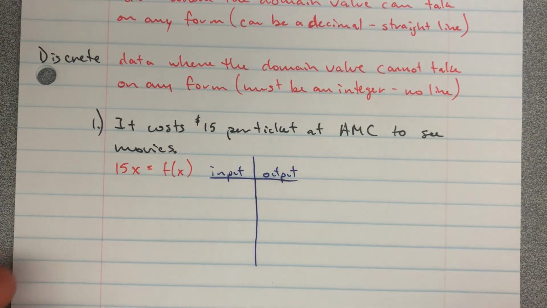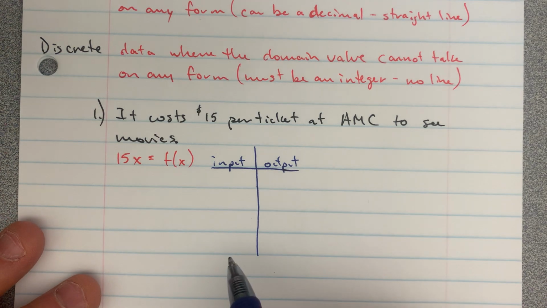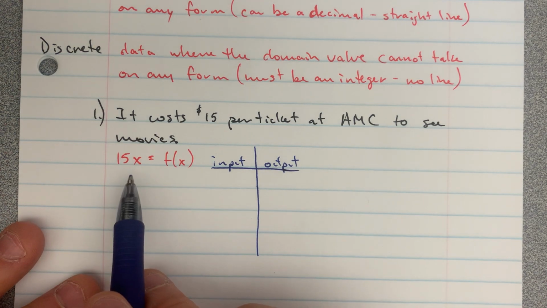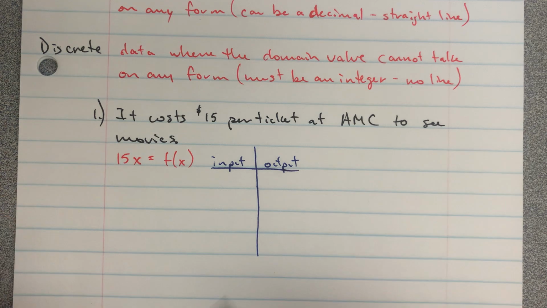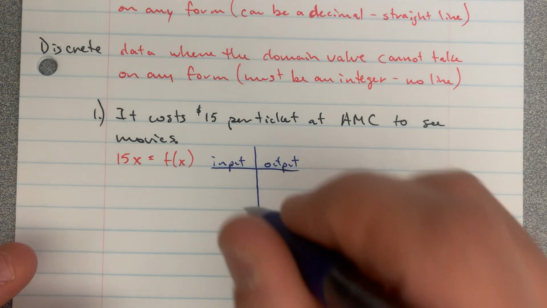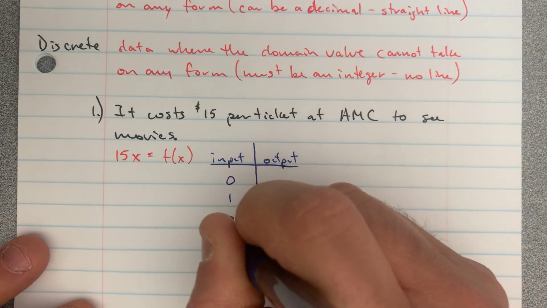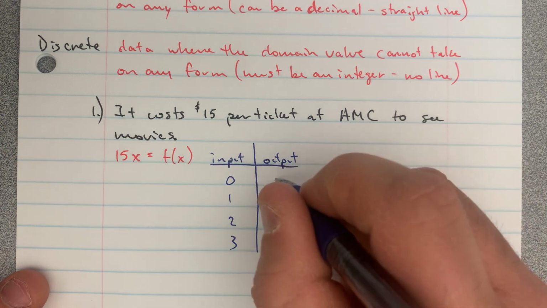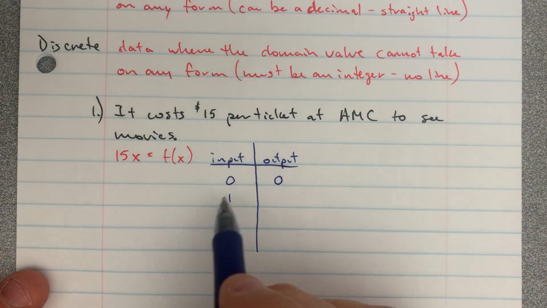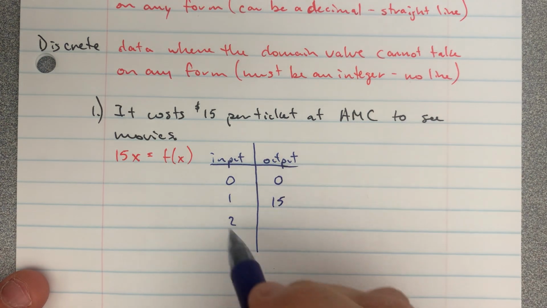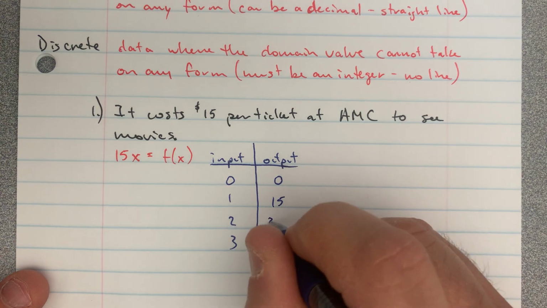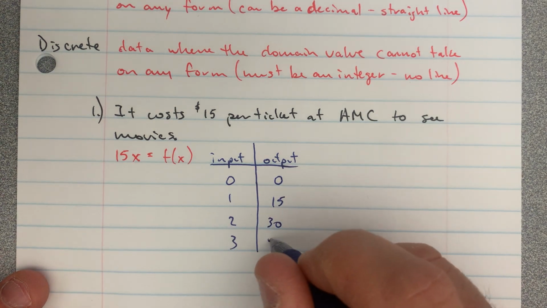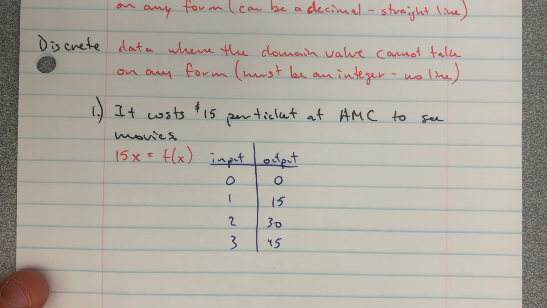Now, I normally tell you that you need to have a pattern with your input when you plug in numbers here, and you have to have a negative. Well, we don't want to put a negative here because you can't have negative tickets at the theater. So we'll just start at 0. 0, 1, 2, 3. All right? So 0 tickets obviously is going to cost us $0. 1 ticket's going to cost us 15. 2 tickets, 15 times 2 is 30. 3 tickets, 15 times 3 is 45. All right? So we're going to take this information and let's graph it.